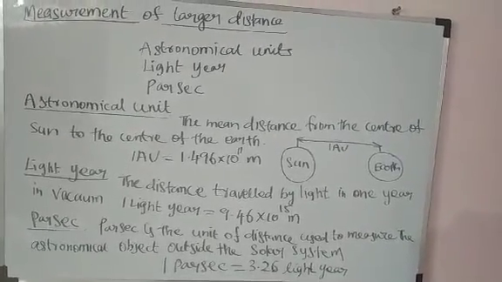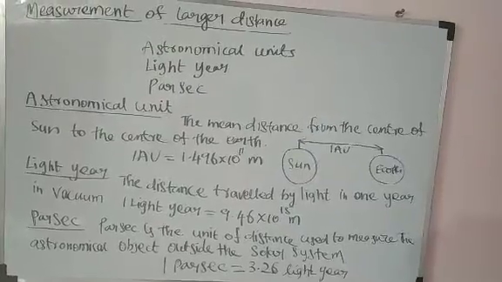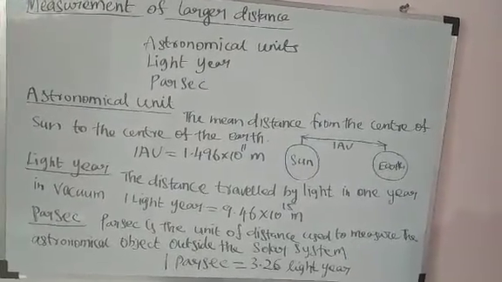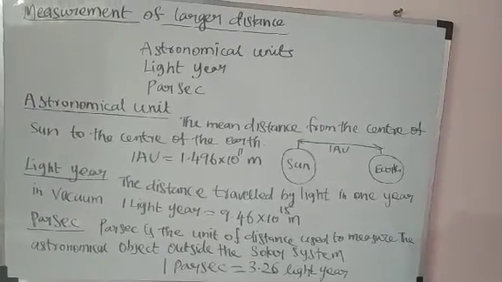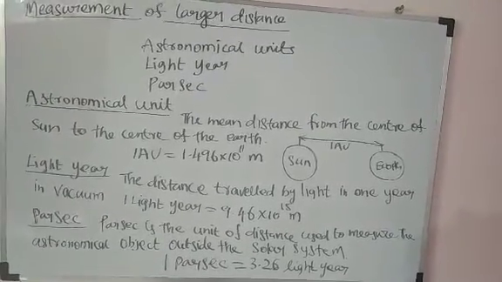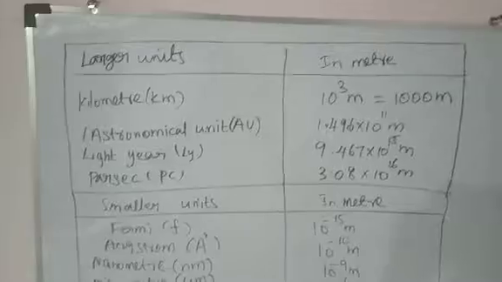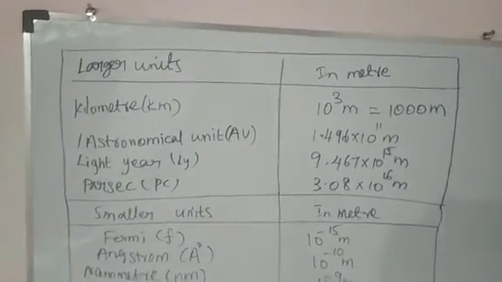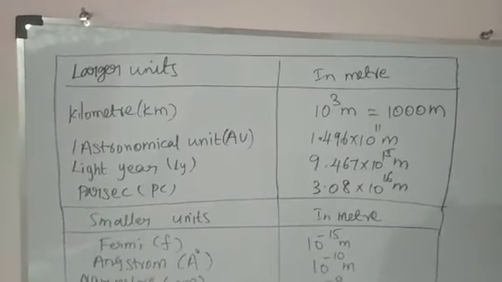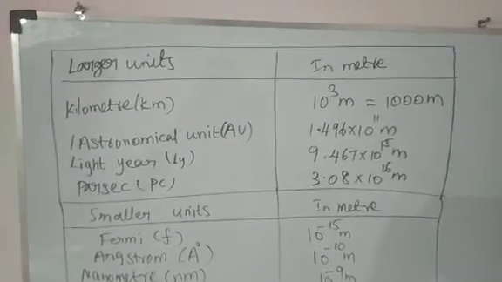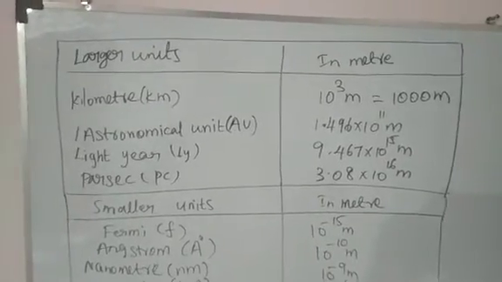So these are the three units for measuring large distance, not methods. For measuring large distance, we use radar pulse method, radio echo method, triangulation method. But the units used for measuring large distance are astronomical unit, light year, parsec. Here I gave some larger units in meter. It's a very important one. Everyone should read this data column.